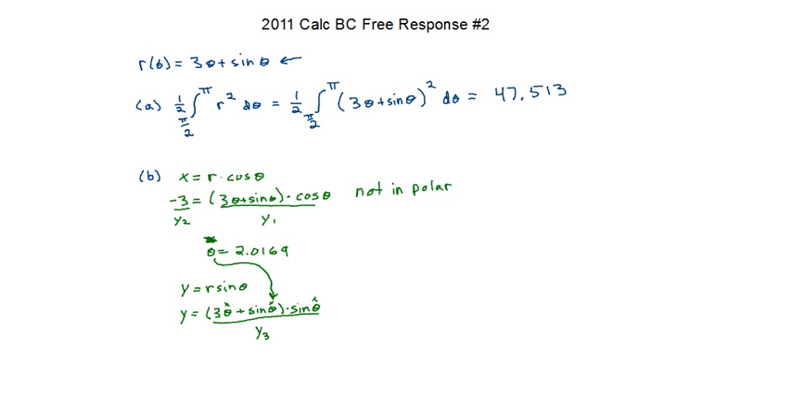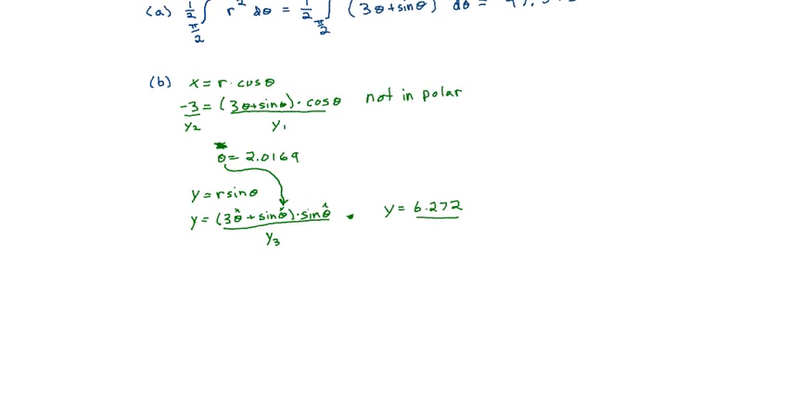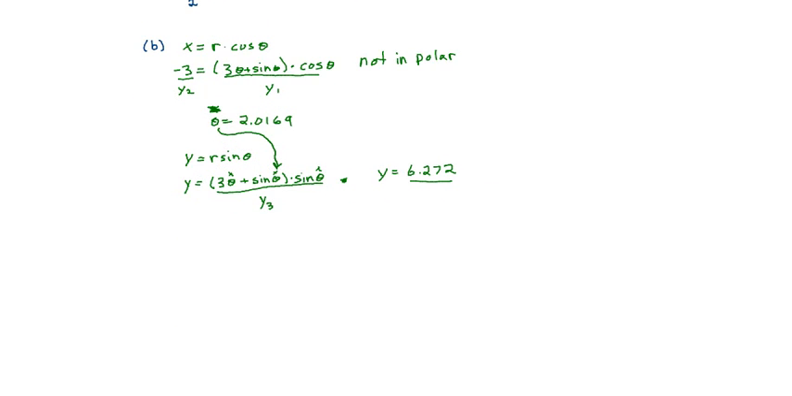This is a rectangular equation. So you're going to have x's here instead of thetas when you plug it into your calculator. And then you'll plug in 2.0169 and you should get y equals 6.272. So you'll have to do that on your calculator. It's not too hard to do. The next one is a little harder. It at least takes different type of thinking.